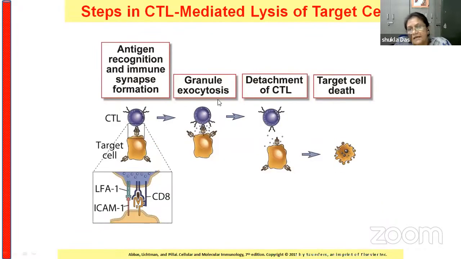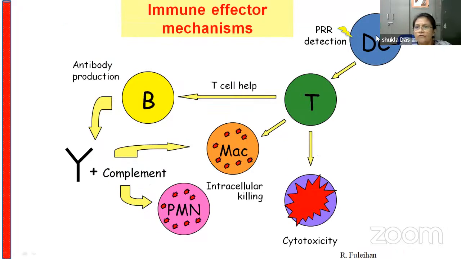Cytotoxic lymphocytes are more in viral infection, but they also produce gamma interferon and act against the fungi. In certain situations, it can also cause fungal death by cytotoxic T lymphocytes. So overall, the DC, T cell, B cell activation, macrophages, polymorphonuclear cells, complements, and intracellular killing.